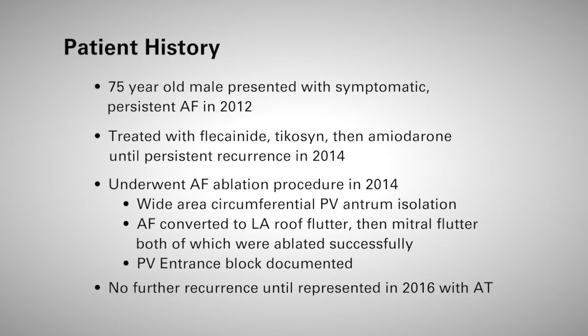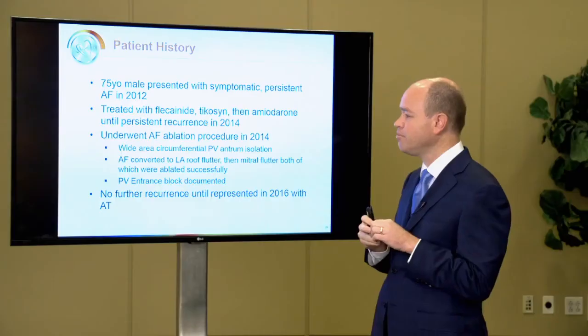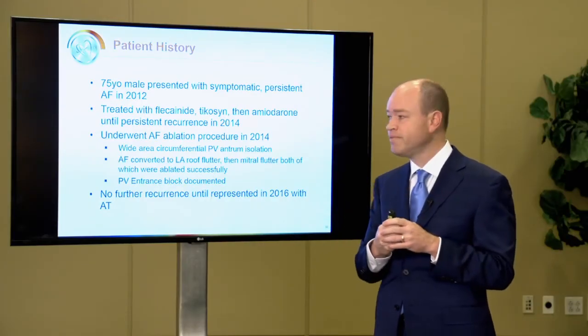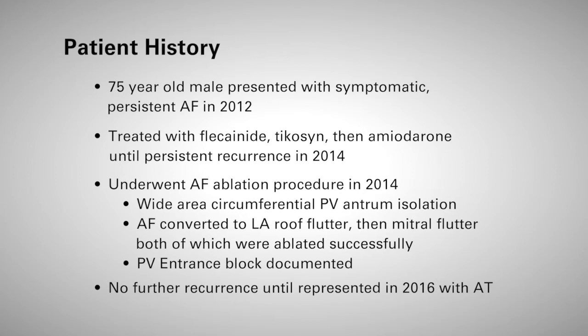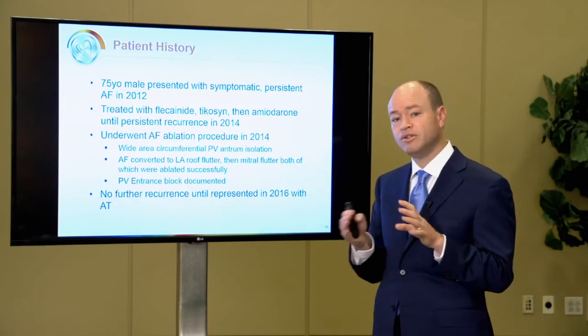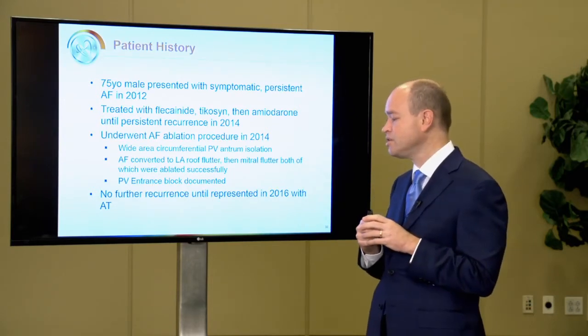A second case I'd like to go to now is a 75-year-old male who had presented with symptomatic and highly symptomatic persistent atrial fibrillation in 2012. He was treated with a series of antiarrhythmic medications, including flecainide, Tikosyn, and then amiodarone until persistent recurrence in 2014. At that time, he underwent an AF ablation procedure, and at that point, wide area circumferential PV antrum isolation was demonstrated and performed. During ablation, the AF converted to a left atrial roof flutter and then to a mitral flutter, both of which were successfully ablated with demonstration of conduction block across those lines. In addition, PV entrance block was documented at the end of the procedure, and he did quite well.